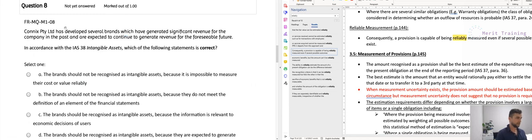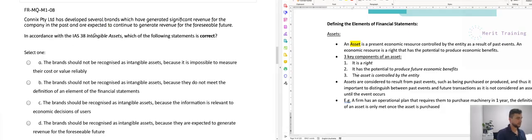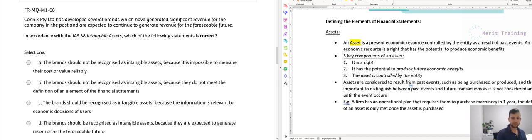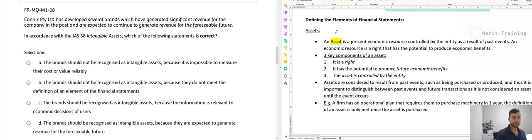Alright, question 8. Connex Pty Limited has developed several brands which have generated significant revenue for the company in the past and are expected to continue to generate revenue for the foreseeable future. In accordance with IAS 38 Intangible Assets, which of the following statements is correct? Okay, so this one's a little bit different because it actually covers intangible assets specifically. So there are some specific rules around intangible assets which don't apply to assets generally. But nonetheless, let's have a go at answering this just within the framework of the elements of a financial statement.